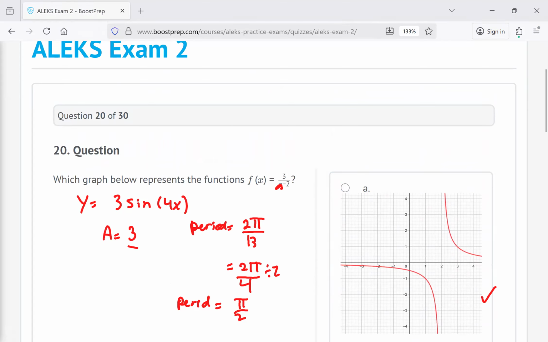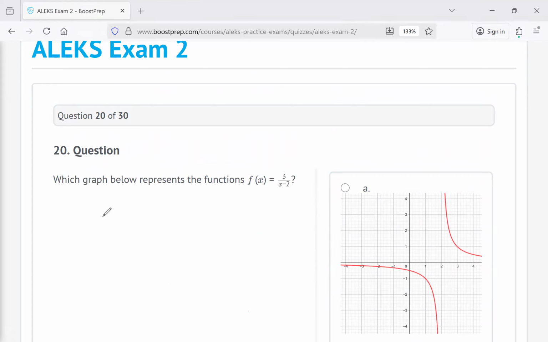Okay. This one, which graph represents the function f of x equals 3 over x minus 2. So this is a rational function. How do I know it's a rational function? Because it's in a fraction form, right? It's in a p of x over q of x form. That's how you know it's a rational.